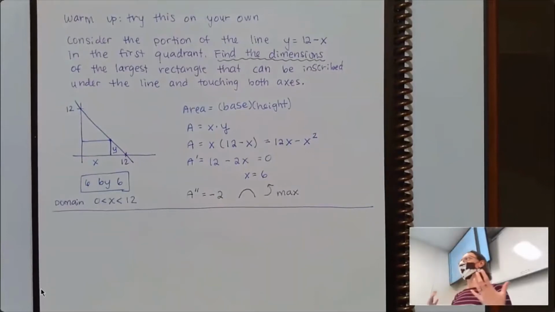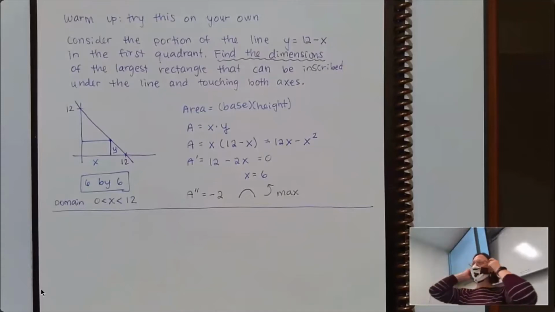I can't have a negative value for X, both because I said we're stuck in the first quadrant, but also because I can't have a negative length of a side.